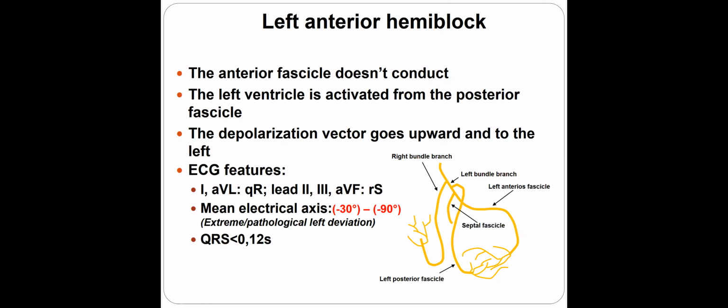Now, what about the hemiblock? The hemiblock usually does not widen the QRS complex, so the QRS will be narrow. However, the anterior and posterior fascicles are located differently. The anterior fascicle runs from left to right on the front of the ventricle, while the posterior runs from right to left, behind the heart.